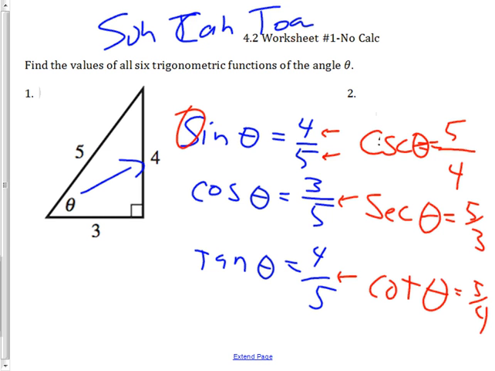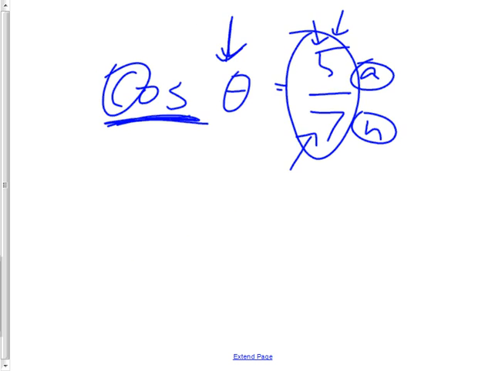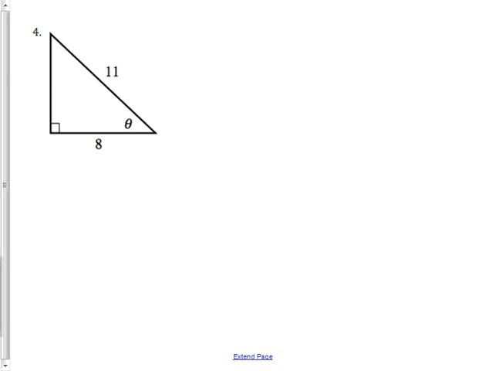You start off with these 6 functions. And you start by doing sine, cosine, and tangent, because you know those are opposite over hypotenuse, adjacent over hypotenuse, and opposite over adjacent. And then to get these other ones, you just simply flip that over. All right, so let's try another one here.